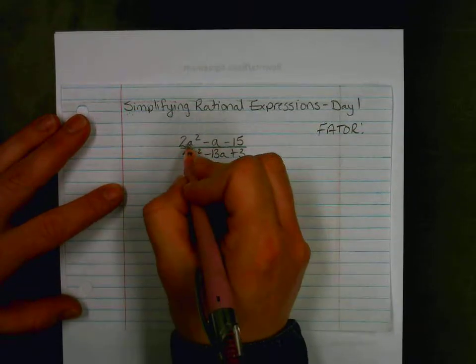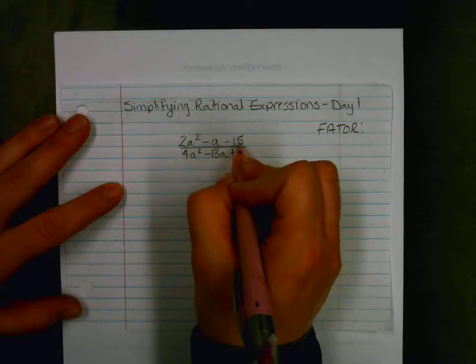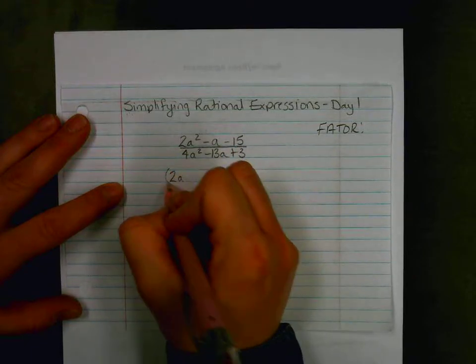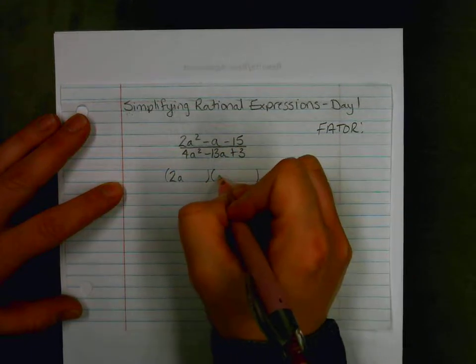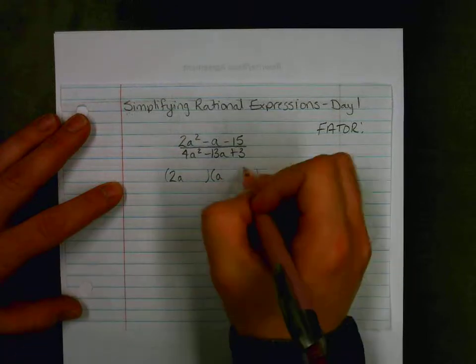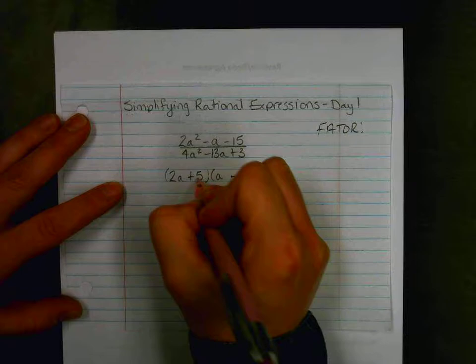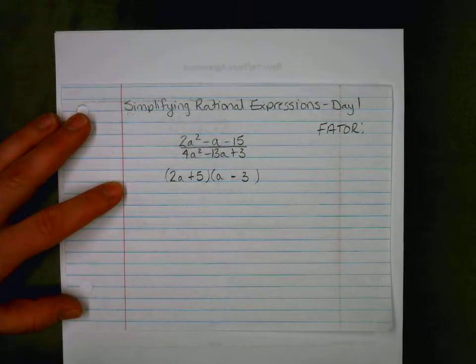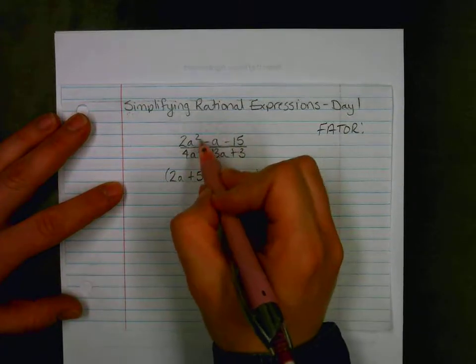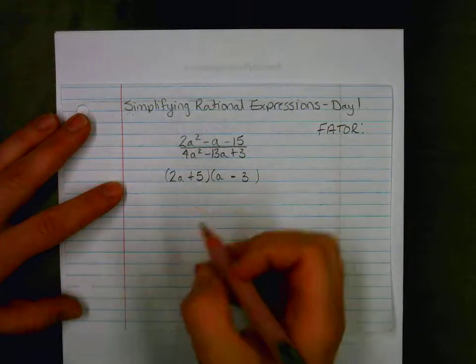So my factors of 2a squared minus a minus 15 would be 2a and an a. This is going to be a minus 3. So a 2a plus 5 and an a minus 3 will equate to a negative 1.